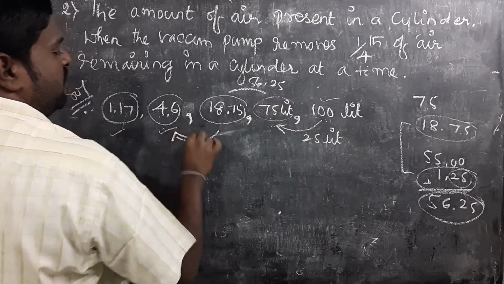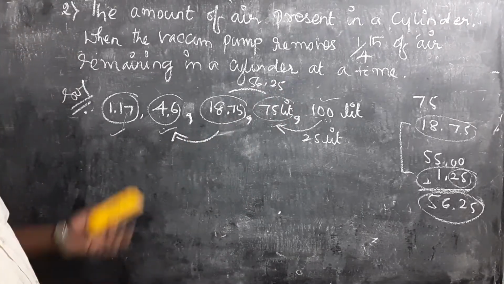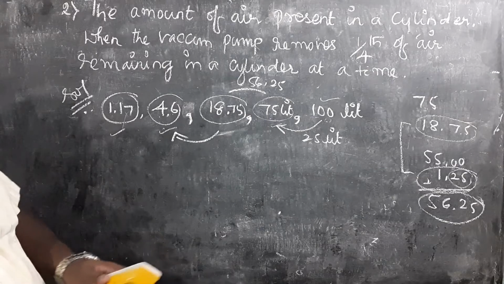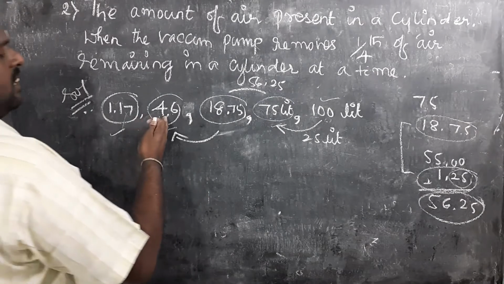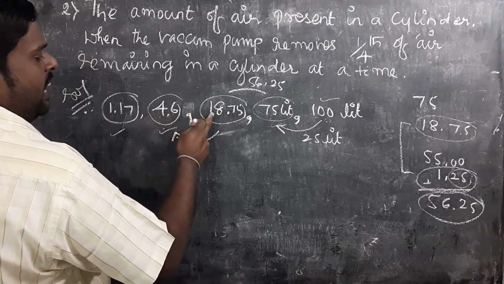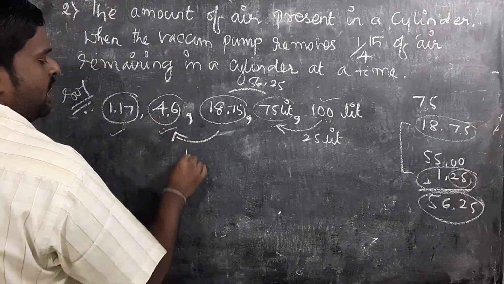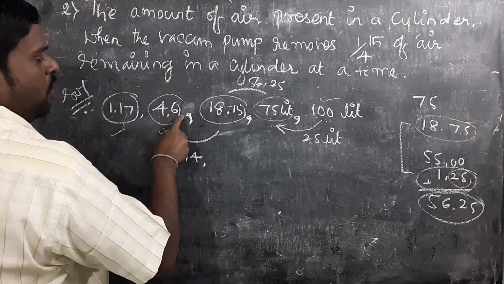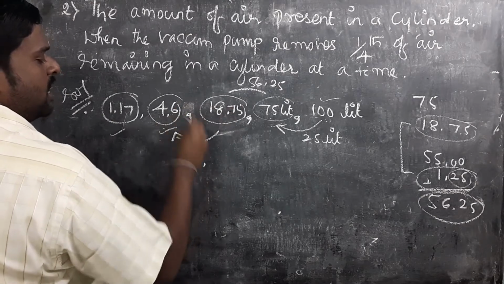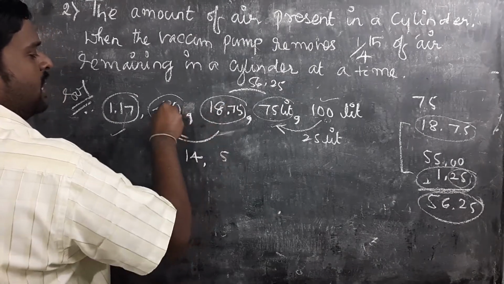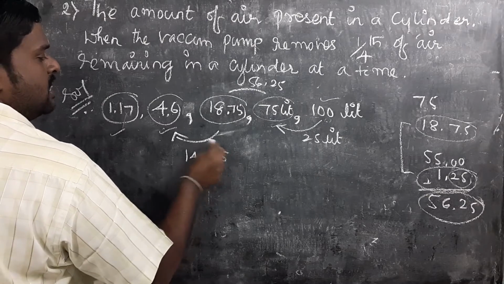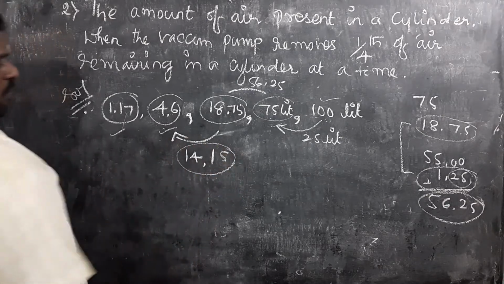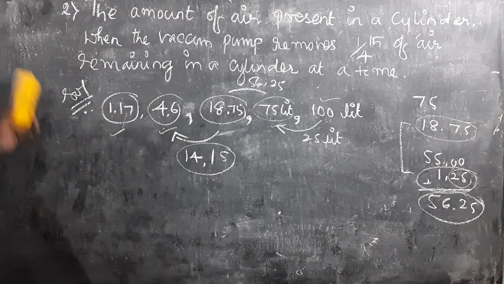Now take these differences. Even this one you can do directly. 18 minus 4, directly you can write 14. This is 0.60. 5 minus 0 is 5. 7 minus 6 is 1. So this is nothing but 14.15.